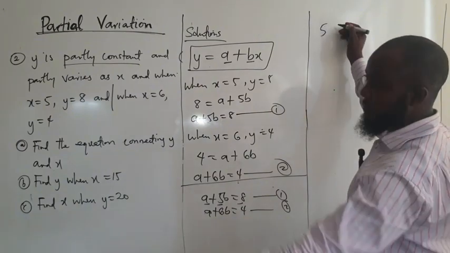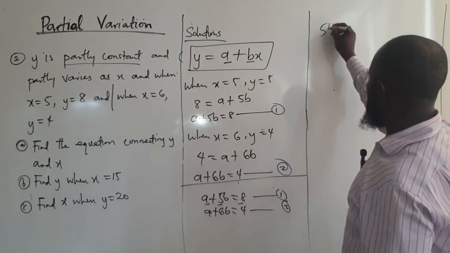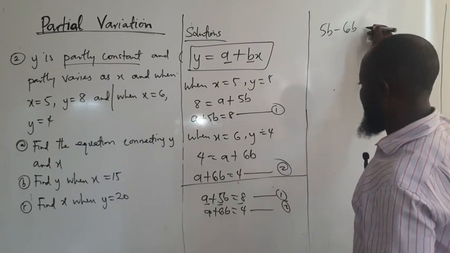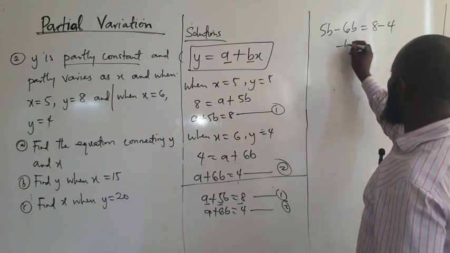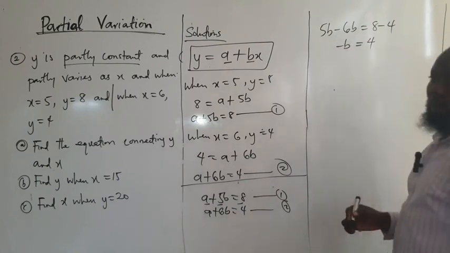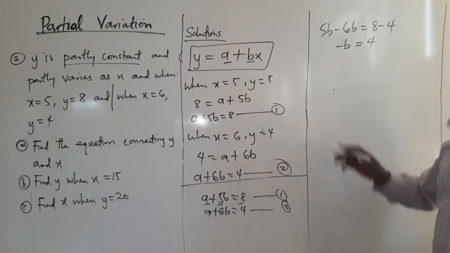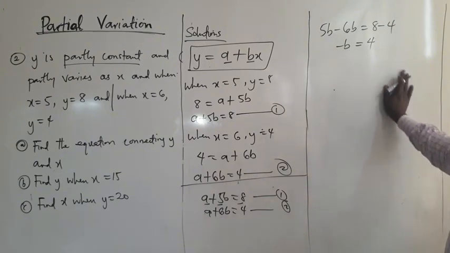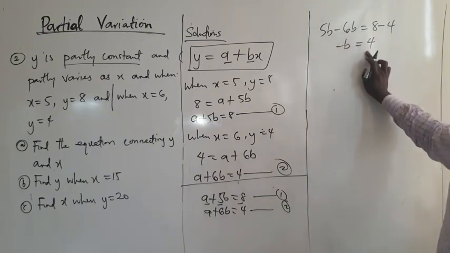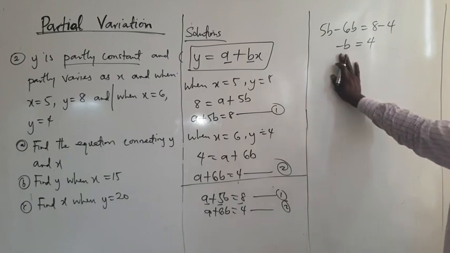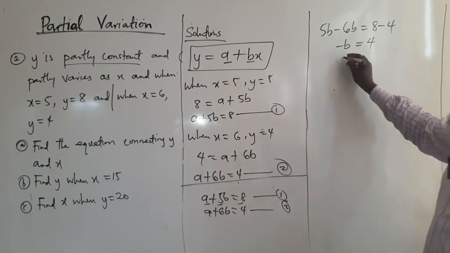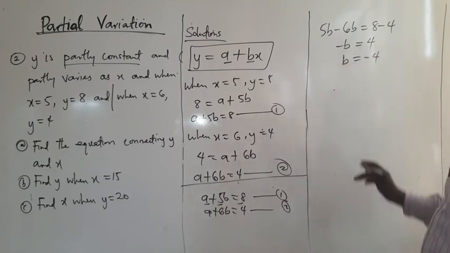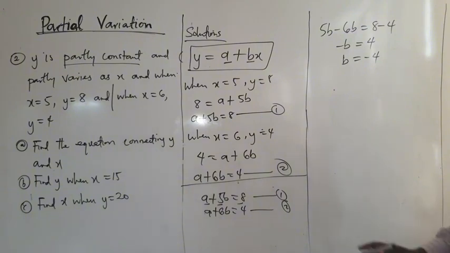That is 5B minus 6B, right? Equals to 8 minus 4. So that gives us minus B equals to 4. But mind you, we are not looking for minus B, we are looking for B. So in that case, we transfer the minus to the other side, or we multiply both sides by minus 1, or we divide both sides by minus 1. So in that case, B will then be equals to minus 4.